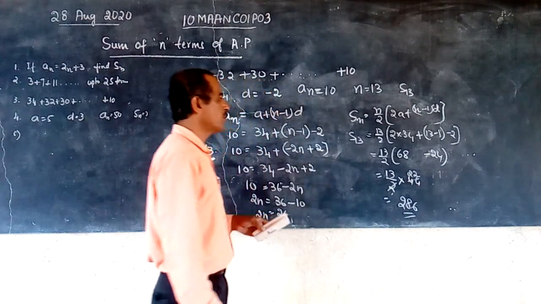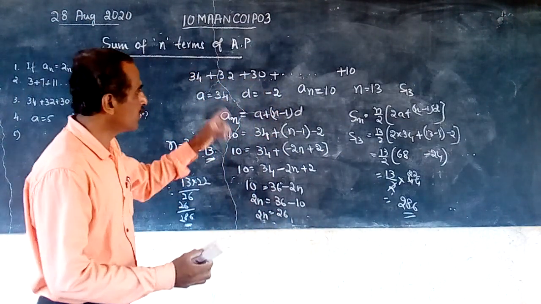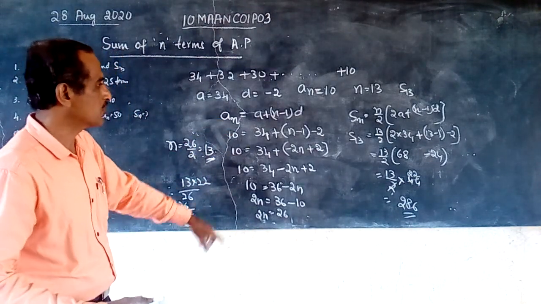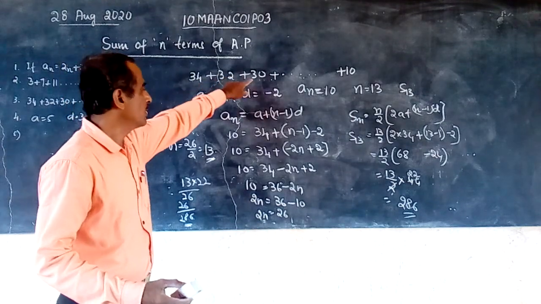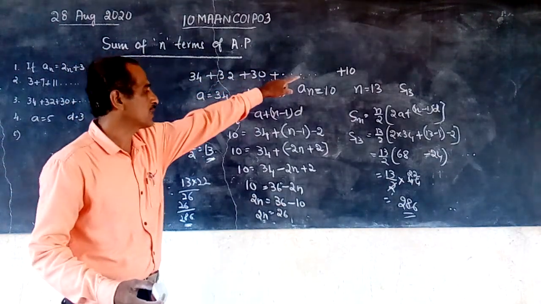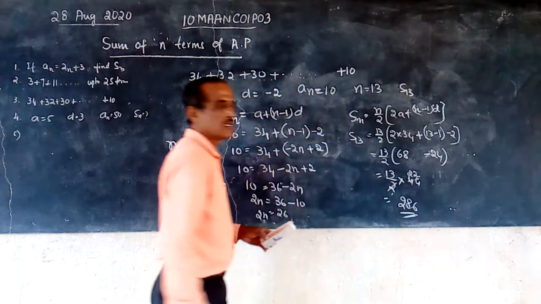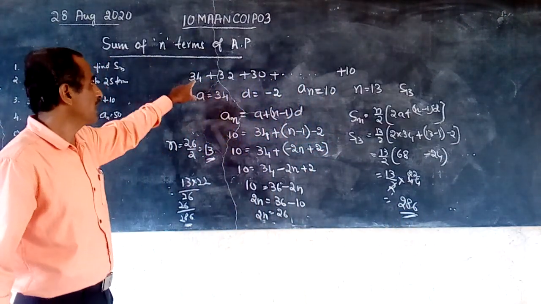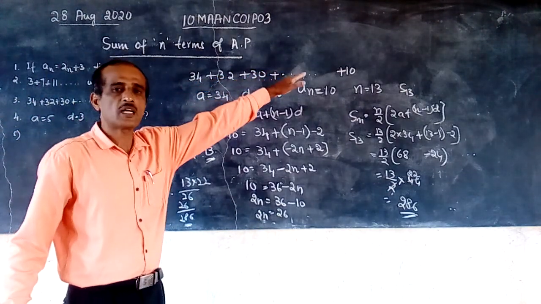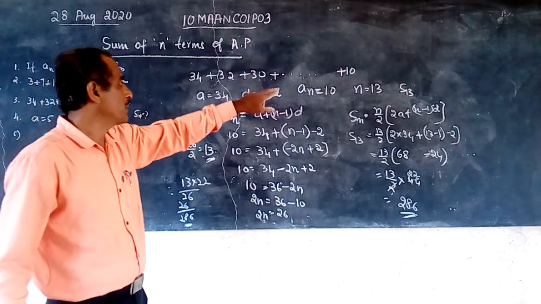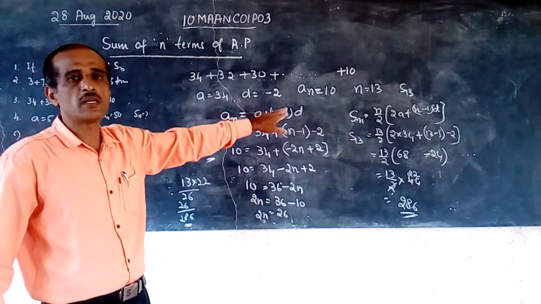286. This is the sum of what? Sorry, here d is equal to minus 2. Yes, correct. This is the sum of these terms 34, 32, 30, like that, decreasing until you reach 10. You will get the sum 286. So if the problem is given like this, where it is not given how many terms there are, but the last term is given, n is to be calculated using the formula an is equal to a plus n minus 1 into d.